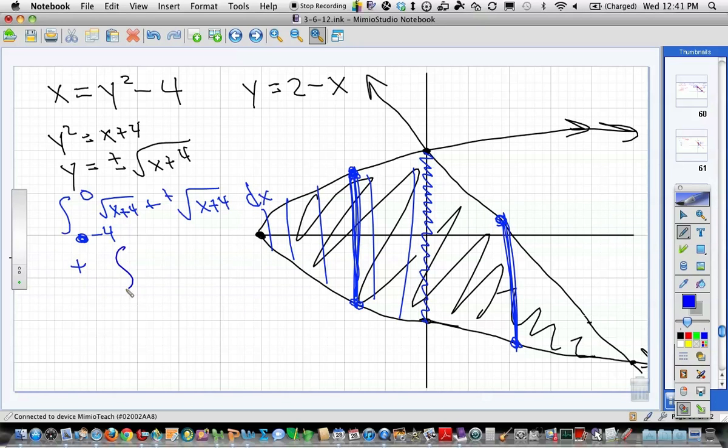Plus, the second integral is the line, y coordinate, which is 2 minus x, minus the bottom half of the parabola, negative square root x plus 4, dx, and that goes from 0 to 5. Because down here is the 0.5 and -3. Add up all those, and we get 125. Doesn't that sound familiar?